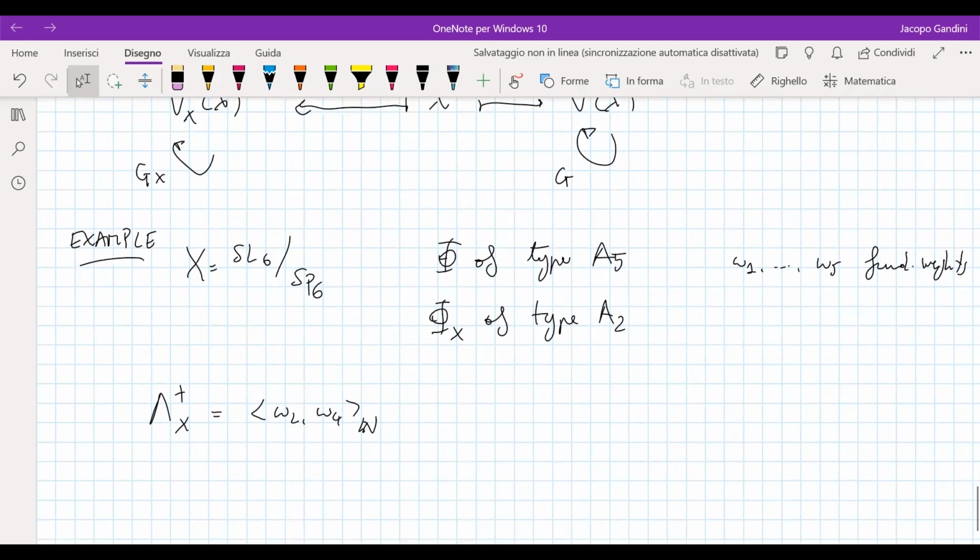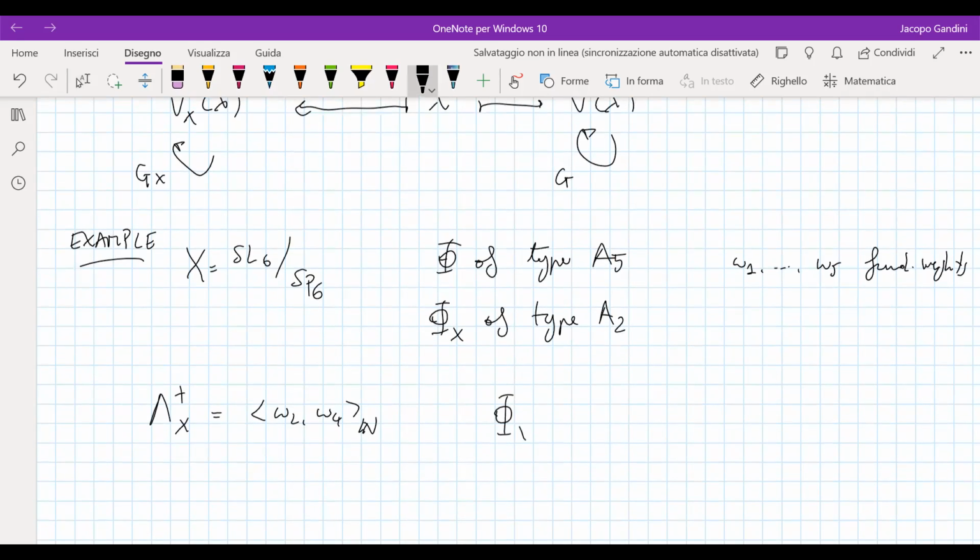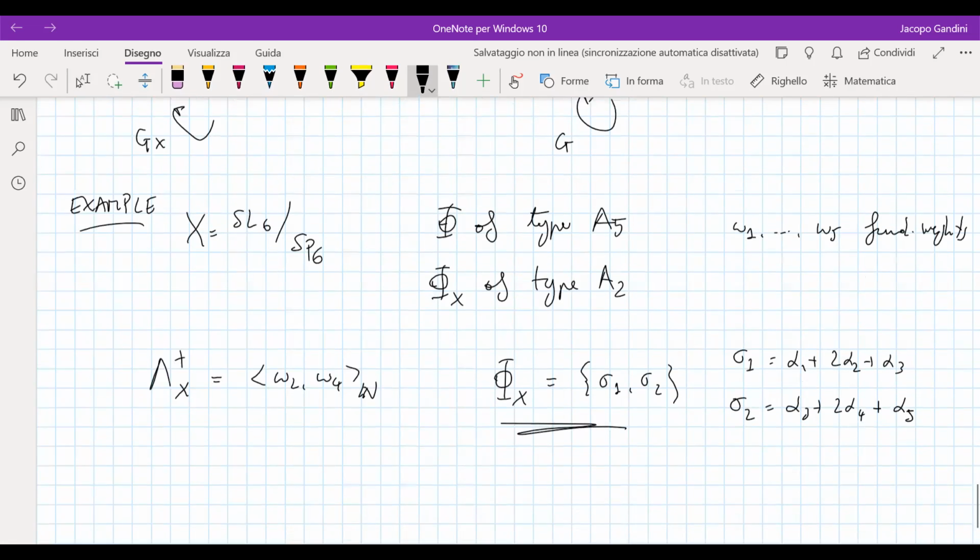And so what about phi x? Well, phi x has two roots, say sigma 1, sigma 2, which are as follows. Sigma 1 is alpha 1 plus 2 alpha 2 plus alpha 3. And sigma 2 is alpha 3 plus 2 alpha 4 plus alpha 5. These are called the spherical roots, and these are the elements of this root system phi x.